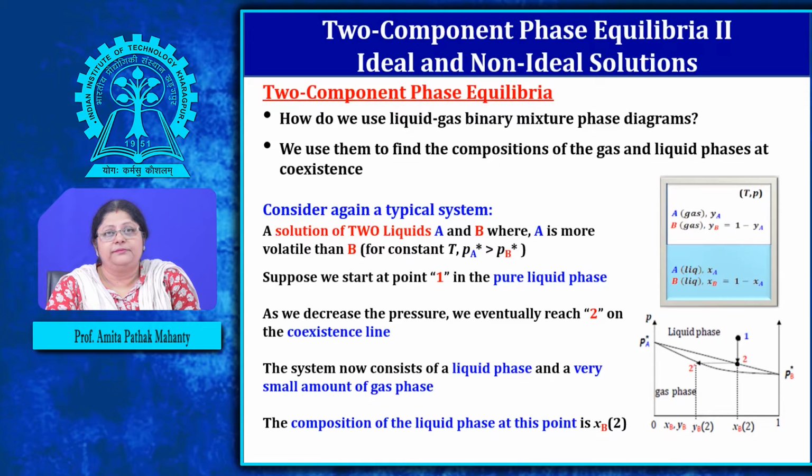Can you read it? So the composition in the liquid is XB at point 2. Point 2 is the point, okay? And corresponding to that same pressure condition, you have the Y component, the B component in the vapor phase corresponding to point 2. Can you read this graph now? If you can, then I can move on to the next one.